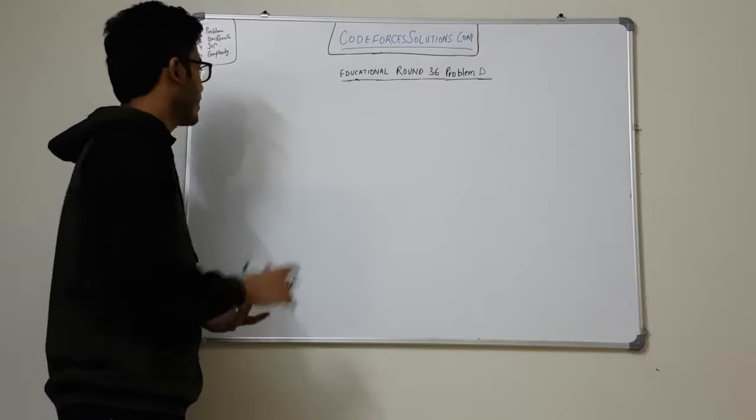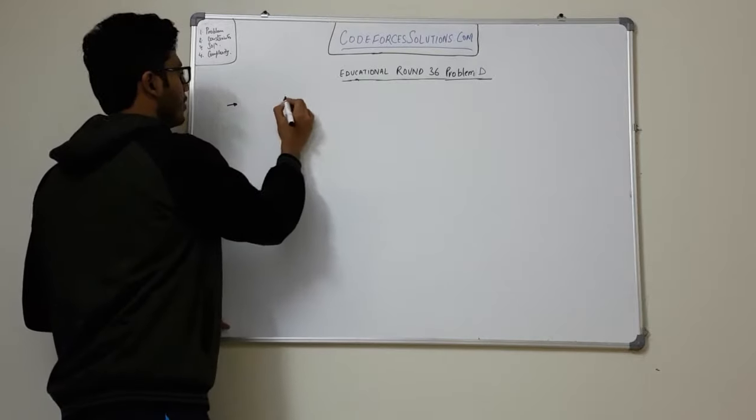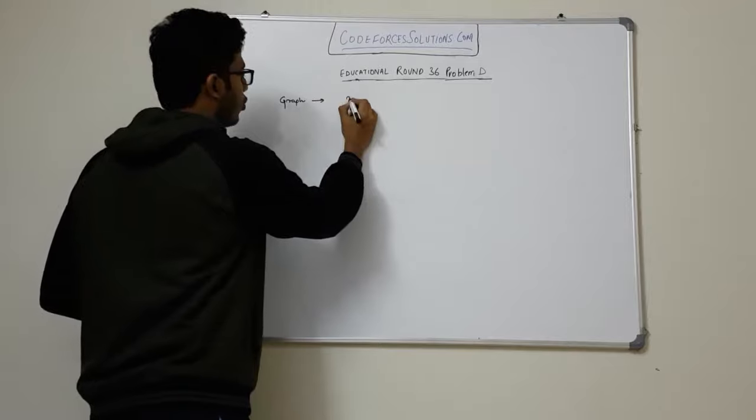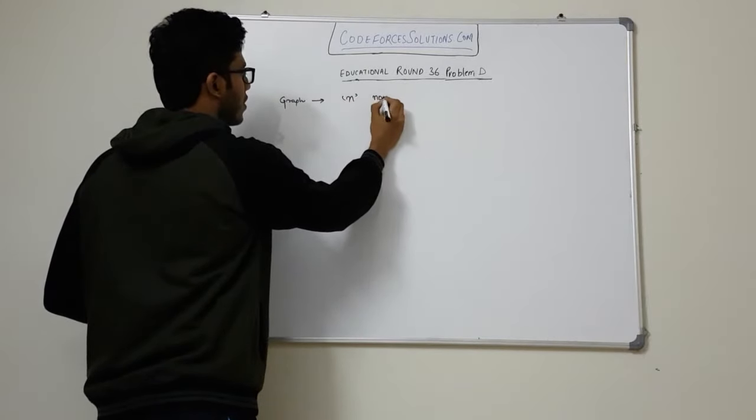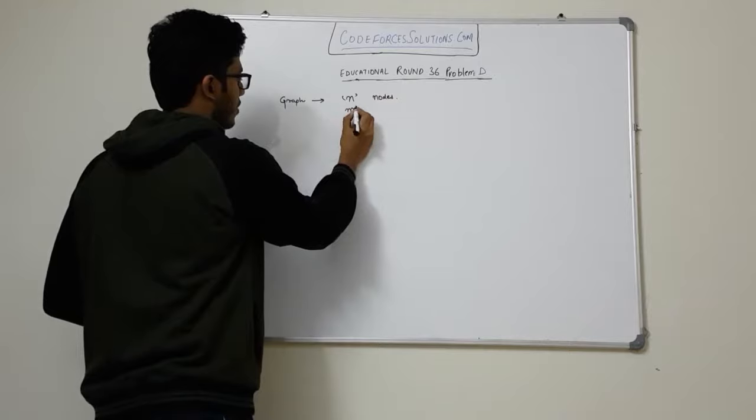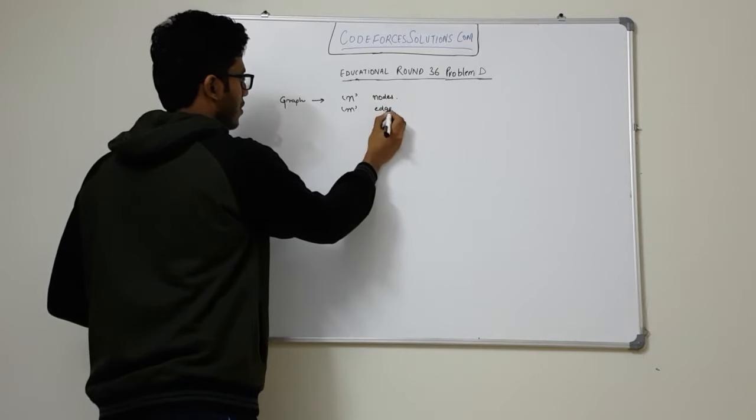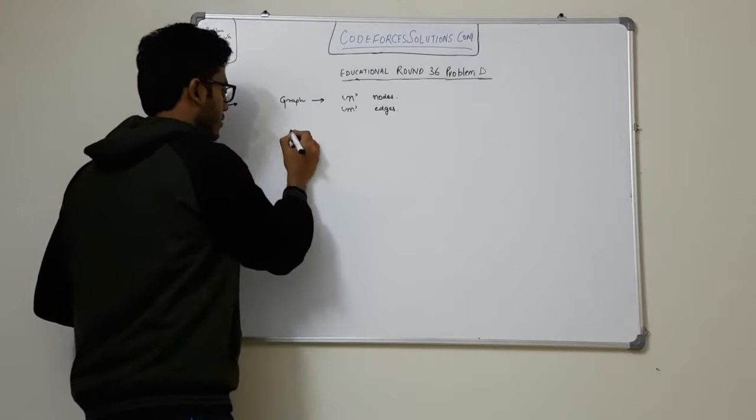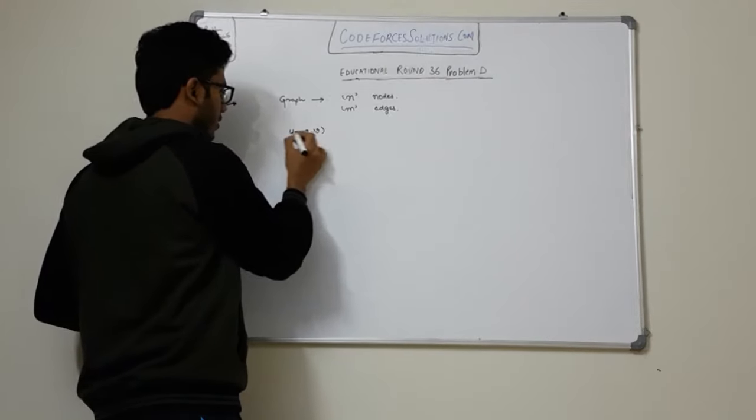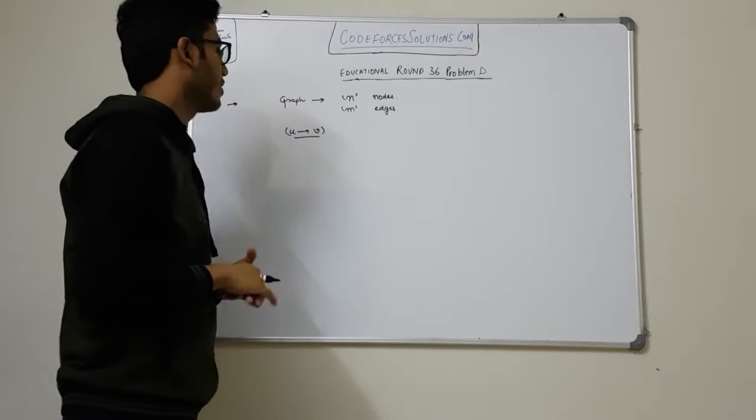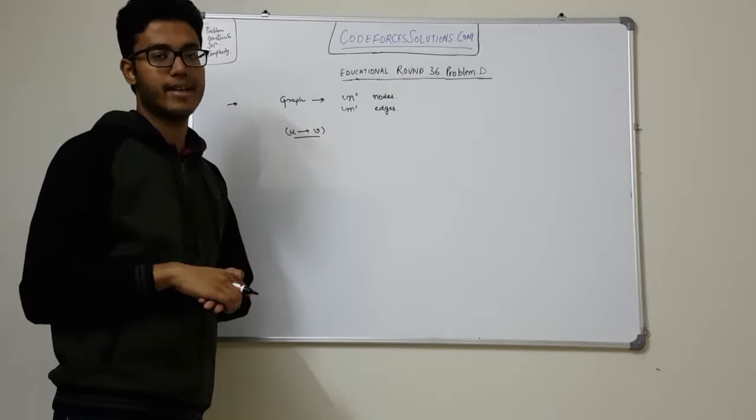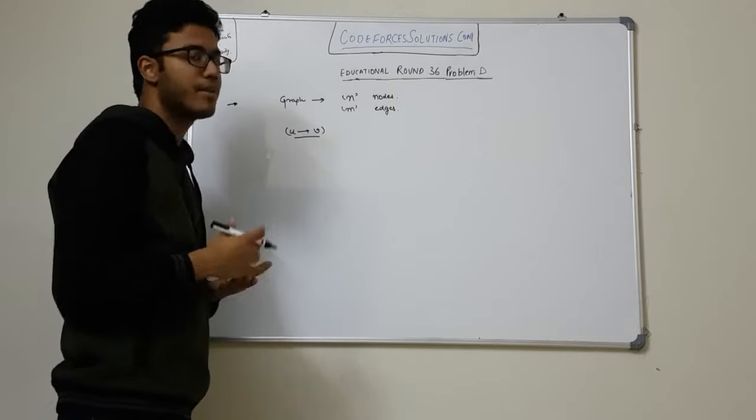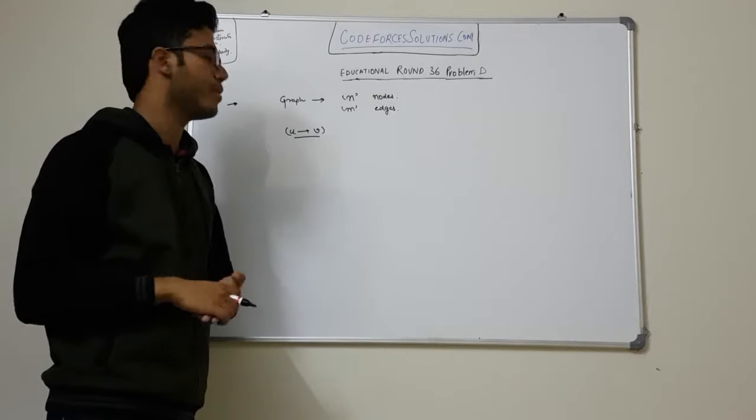So the problem states that you have been given a graph of n nodes and m edges. The graph is a directed graph in which there are edges from u to v. Now the graph is directed, and there can be some cycles inside this graph. So it's a directed cyclic graph. A cycle may or may not be present.